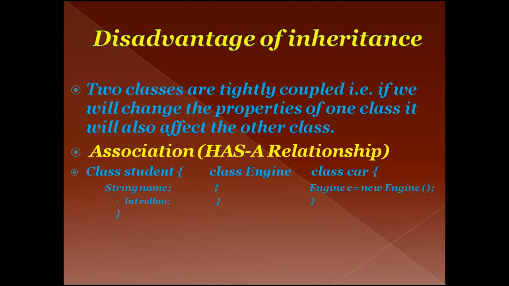So how can we achieve that association? By creating the reference of one class in another class. Here in class Car we have created the reference of Engine: Engine engine equal to new Engine. So association can be achieved with the help of the new keyword.